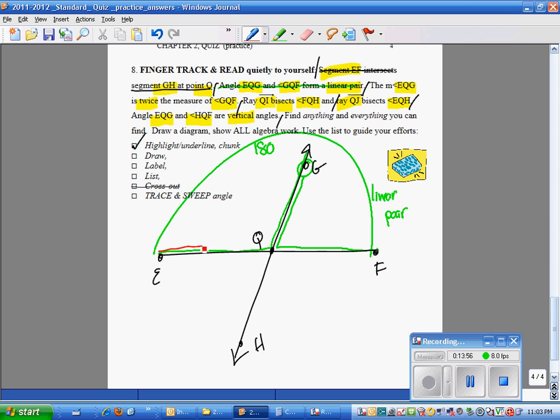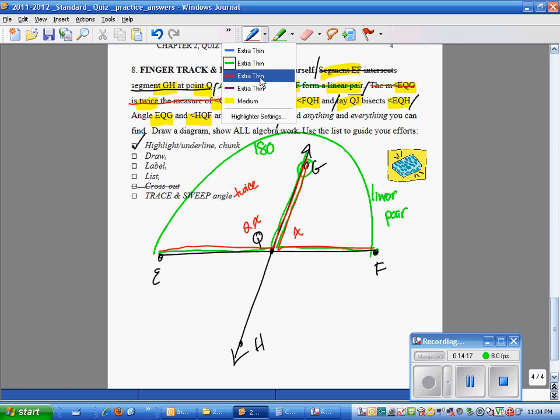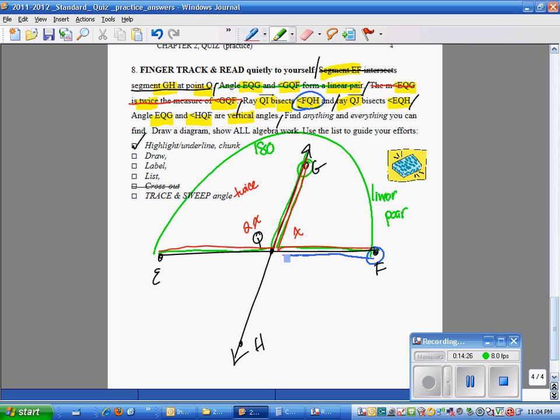Ray QI bisects FQH. So let's trace FQH, FQH. QI bisects that. So I'm going to write QI here. Bisects means that those two are congruent. And last but not least, we have QJ bisects EQH. So EQH is being bisected by QJ. It's our second set.